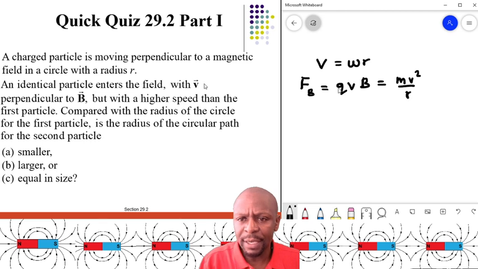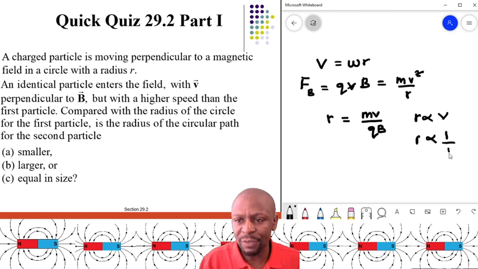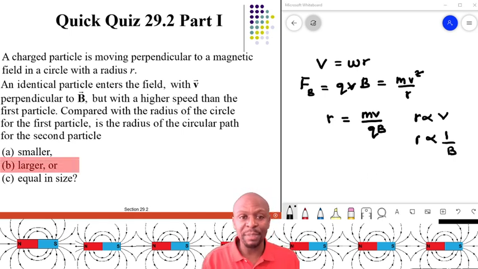Therefore, this velocity will cancel one here. And now, as a result, when you want to write the equation for R, R is directly proportional to the momentum divided by qB. As a result, when the velocity is big, because R is directly proportional to the velocity and inversely proportional to the magnetic field B, if the speed is higher, the answer must just be B. The radius will be larger when the velocity of the second particle is larger.